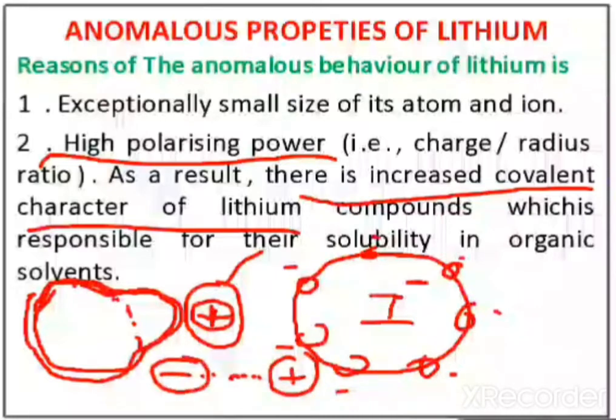And what is an ionic compound? Ionic compound means 100% they have donated electrons to the anion, but now the electrons are shifting towards the cation. So the ionic nature is converting into covalent nature, and that is the reason for the covalent nature of lithium.